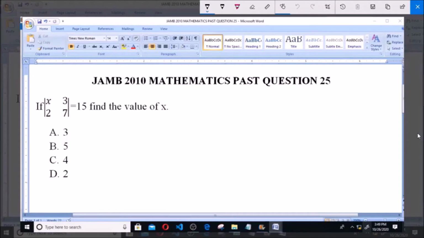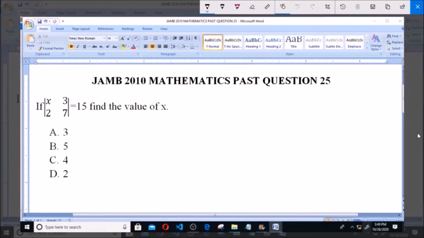I will be answering JAMB 2010 Mathematics Past Question 25. If the determinant of this matrix, a 2 by 2 matrix, which we have (x, 3; 2, 7), is equal to 15, find the value of x in this matrix. A. 3, B. 5, C. 4 and D. 2.